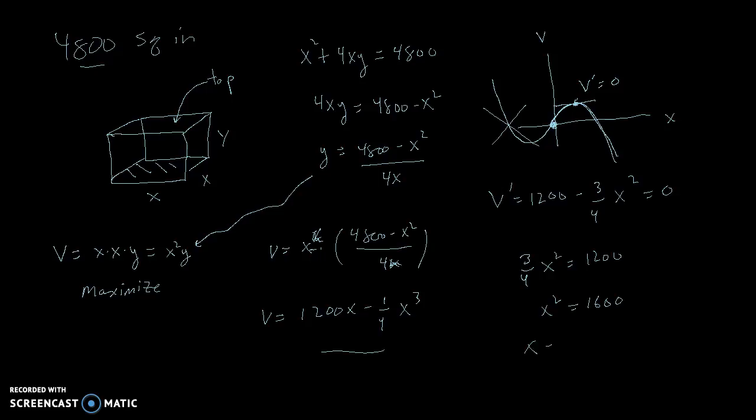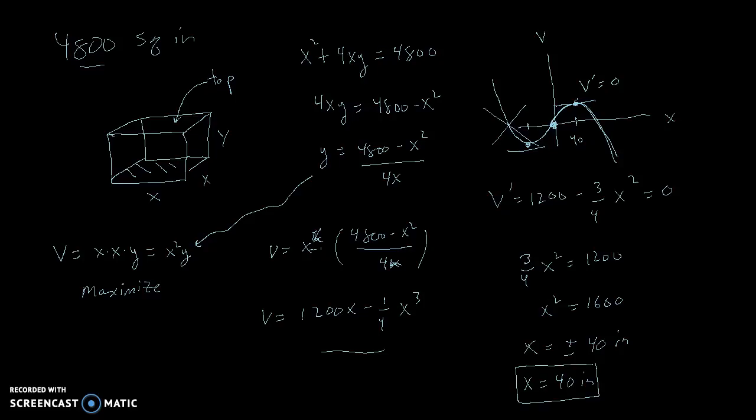And then x would be plus or minus the square root of 1600, which is 40. So x equals plus or minus 40. The plus 40, that's 40 inches, is clearly our answer. The minus 40 would correspond to this other point on the graph that we don't care about. So our answer is, to maximize the volume, x should be 40 inches.